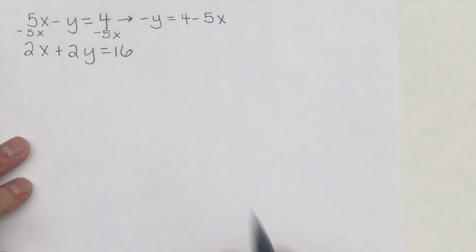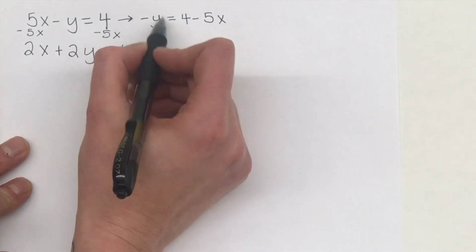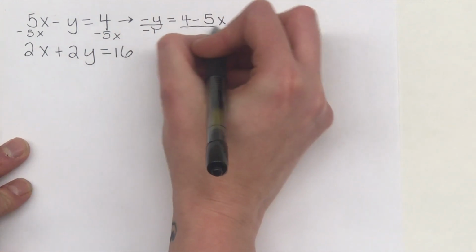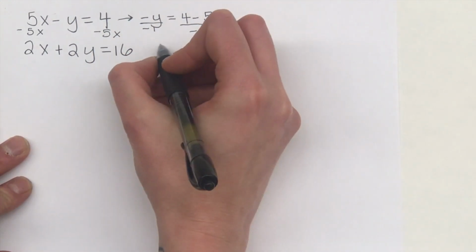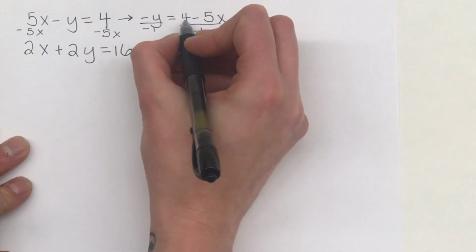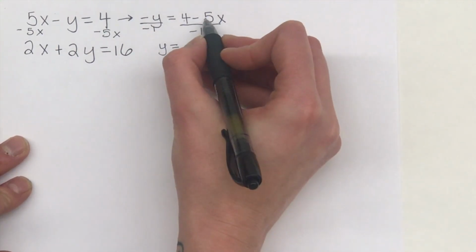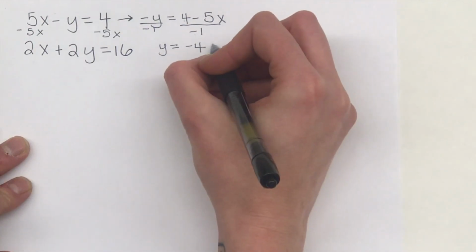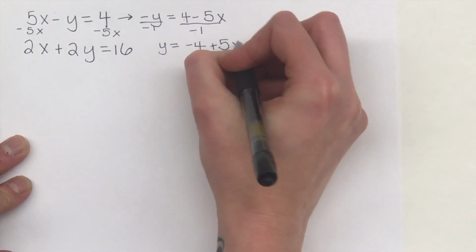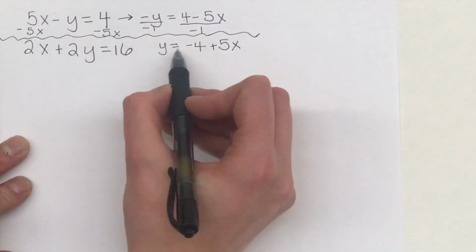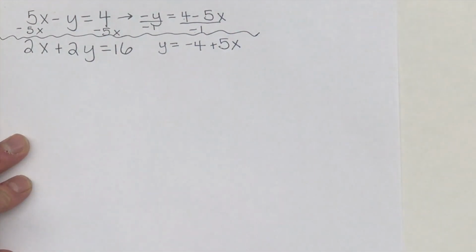It's still not totally isolated because we want a positive coefficient. So we're going to divide everything by negative 1. And I'm going to have y equals 4 divided by negative 1 is negative 4. Negative 5 divided by negative 1 is a positive 5x. So now I have these two equations in my system that I can work with.